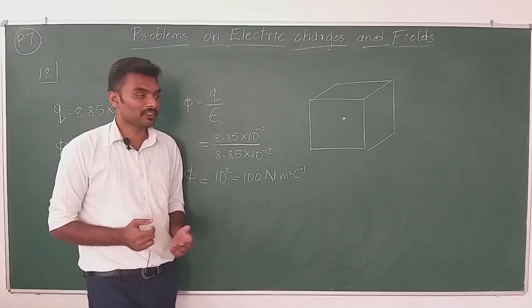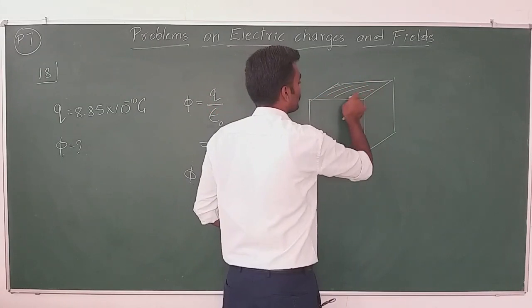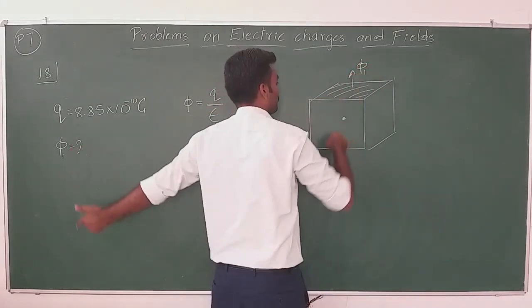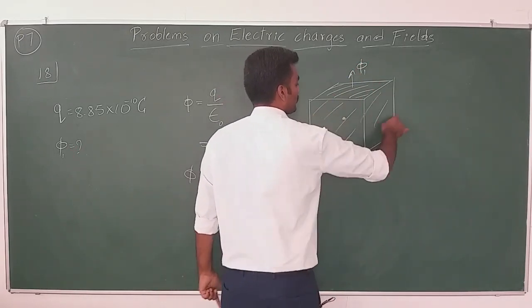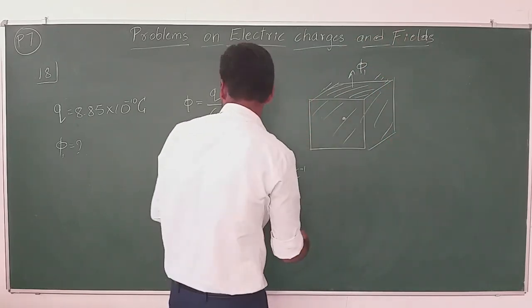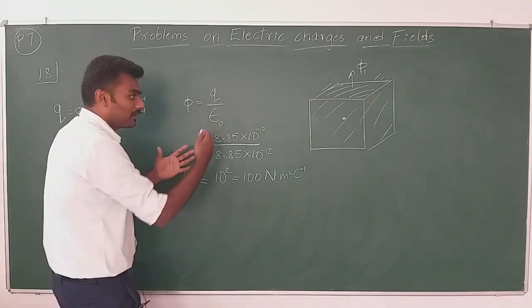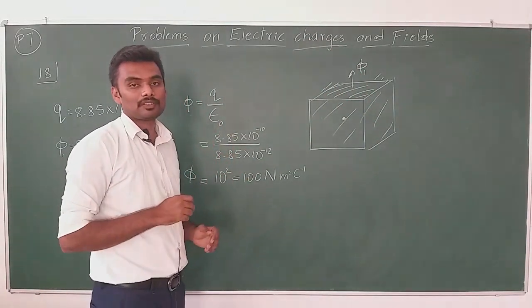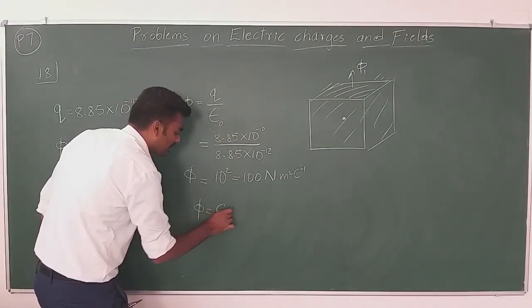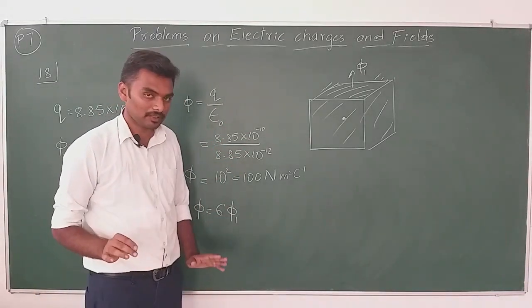Now the flux experienced by one of the surfaces is taken as phi 1, and the total flux through all the surfaces is this phi. Since there are 6 equal surfaces in a cube, I can write total flux is equal to 6 times the flux through one of the surfaces, right?